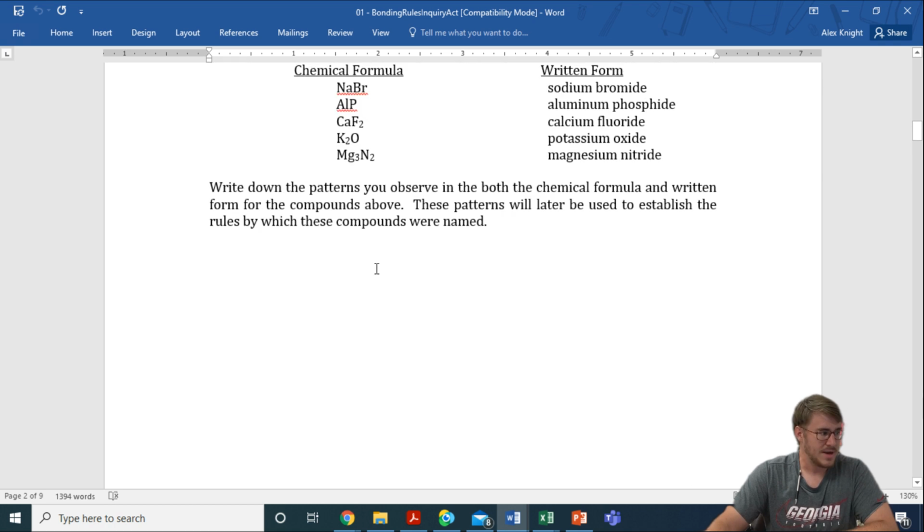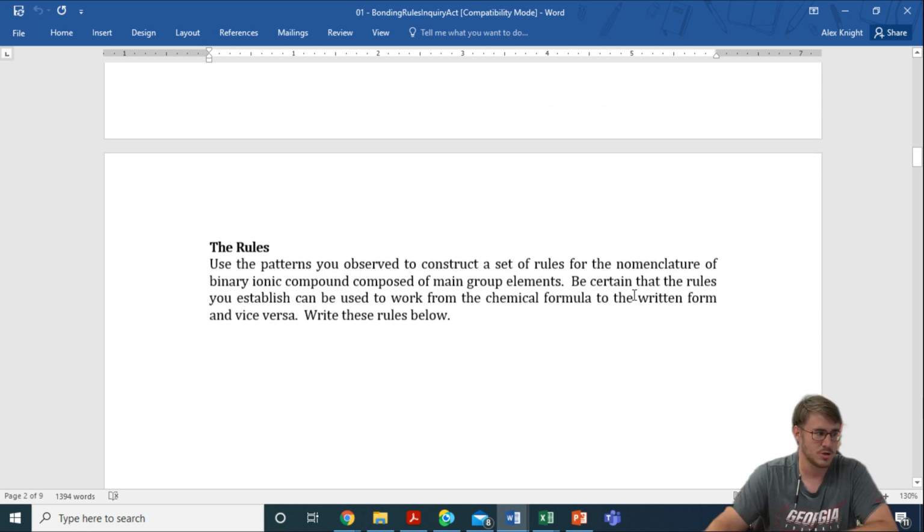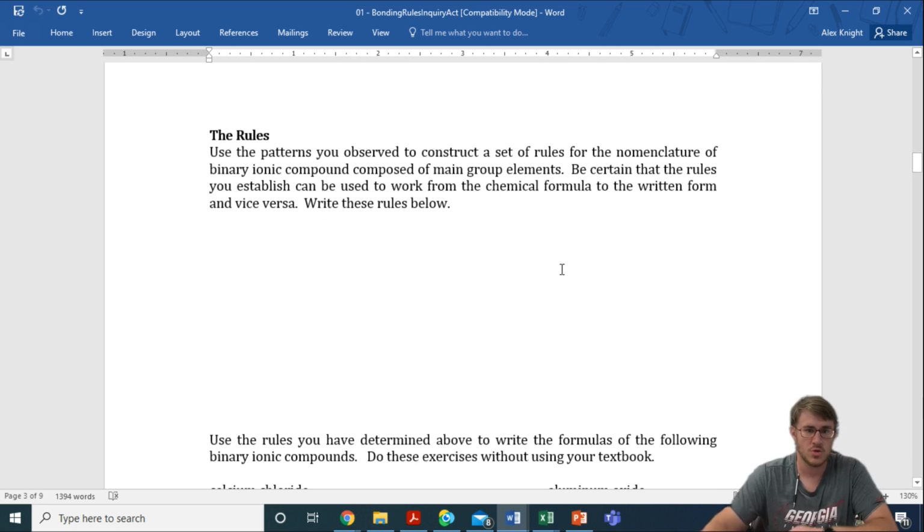Continuing along, the patterns you'd see are the subscripts have something to do with oxidation numbers. The ides are the endings of the nonmetals. There's a metal name involved. There's a nonmetal. Those are what you observe. The rules you would write are that you write the metal, then write the nonmetal, and change the ending of the nonmetal to ide. For the formula, you look at what each element brings in terms of its oxidation number, get rid of the signs, swap them, and then write the formula with those swapped oxidation numbers as subscripts.